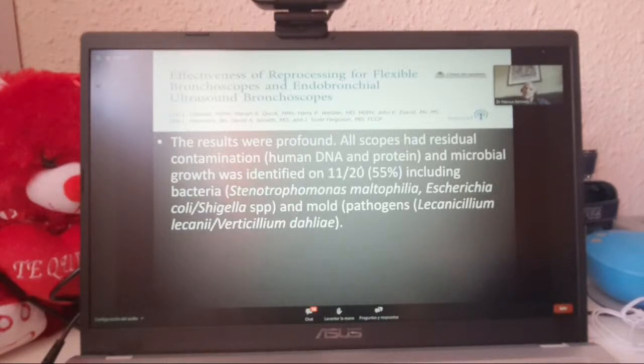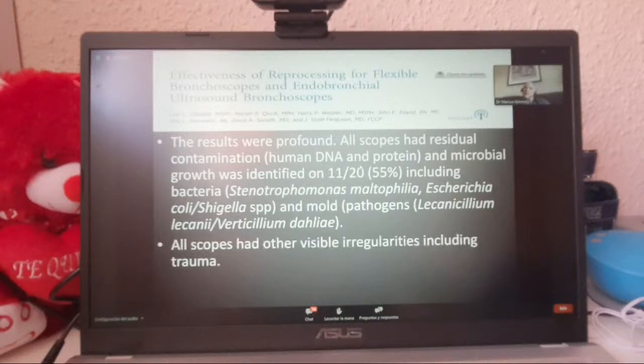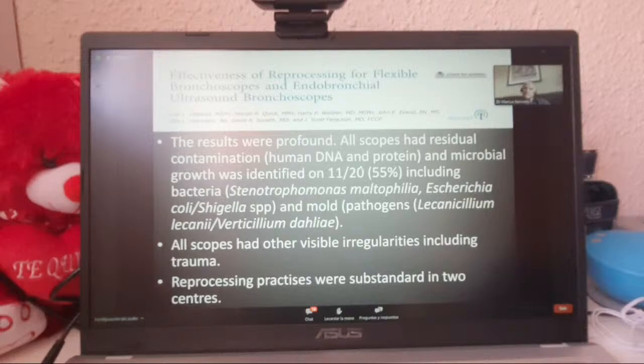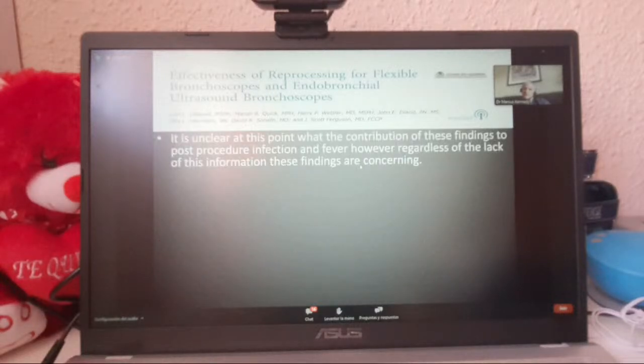In 55% of those scopes, there were organisms that could cause infection, like Stenotrophomonas, which is a big issue in our cystic fibrosis patients here. All scopes had other visible irregularities, including trauma. And reprocessing practice was substandard in 2 of these centers. And these are large academic tertiary referral centers, including transplant centers.